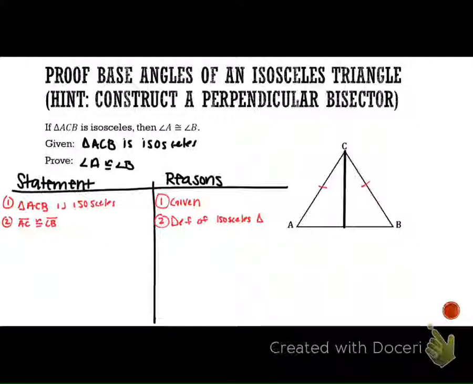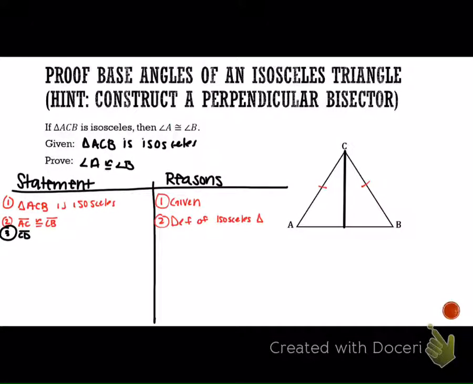All right, so before we go anywhere, we're going to say CD is a perpendicular bisector of AB, and that is construction of a perpendicular bisector because we constructed it.